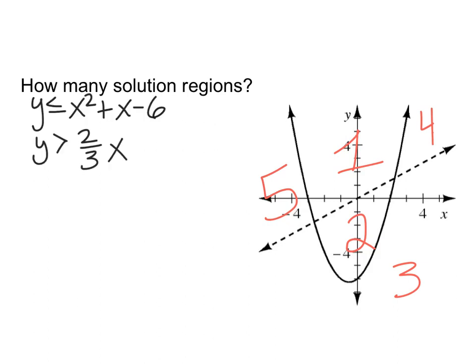All right, so let's say that the inequality for this parabola is y is less than or equal to x squared plus x minus 6, and the line is y is greater than 2/3 x. I want you to figure out which of these solution regions should be shaded in, and it could be more than one. So try and logic through it first, thinking about the greater than or less than. Once you think you know which one it is, test a point from that region in both inequalities to verify that it works. Do it now.